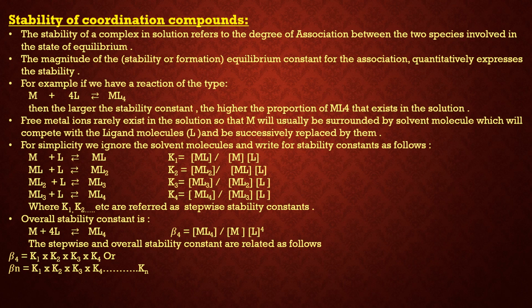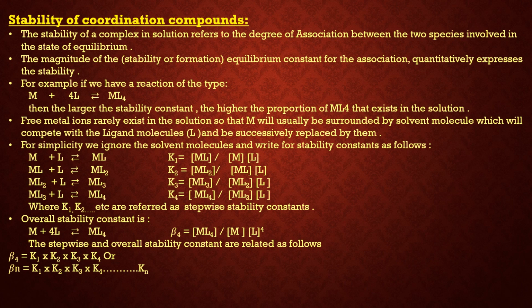Now this formation takes place in multiple steps. In the first step, the metal attaches with one ligand to form ML. Now K1, that is the stability constant for this formation, is equal to the concentration of ML, that is the product, divided by the concentration of metal into the concentration of ligand. That is, the formula of K is the concentration of product divided by the concentration of reactants raised to the power of their stoichiometric coefficients. Remember this thing. Now in the second step, ML reacts with another ligand to form ML2.